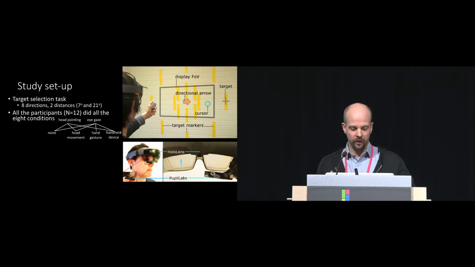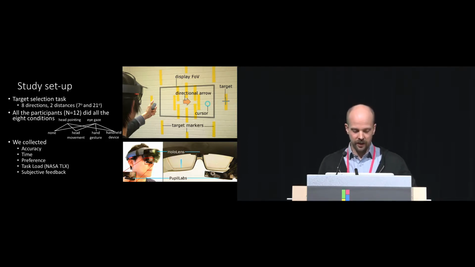So all the participants did all the 8 conditions, and we collected accuracy, time, preference, task load with NASA TLX measurement and subjective feedback. In this presentation, I will concentrate on accuracy and time for time constraints.